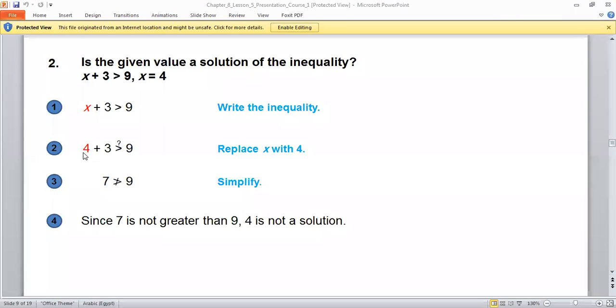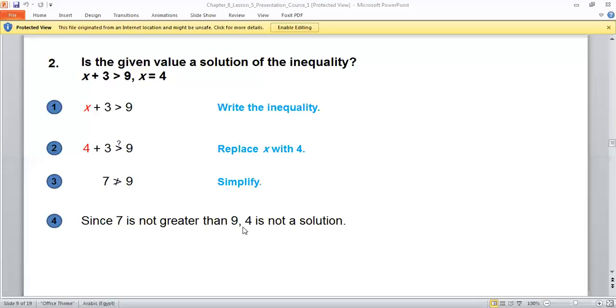So I have here 4 plus 3. 4 plus 3 is equal to 7, right? Is 7 greater than 9? No. So this statement is wrong. So we will say, Khalid, since 7 is not greater than 9, 4 is not the solution.